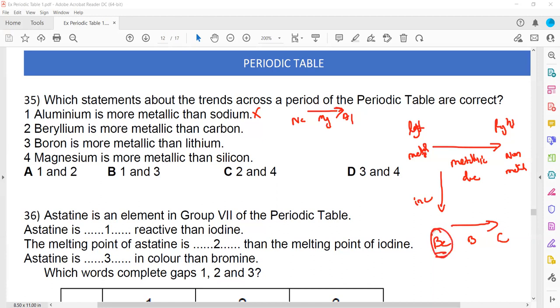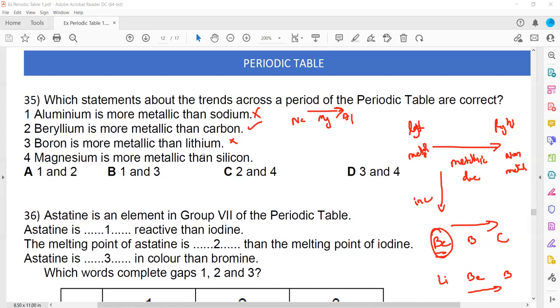Across the period, you will have the periodic table in the exam. So elements on the left hand side of a periodic table are more metallic as compared to elements on the right hand side. Then, boron is more metallic than lithium. So when we check, we have lithium, beryllium, and then boron. So boron is more metallic. That is wrong. It's not more metallic. It is less, because boron is on the right hand side, lithium is on the left.